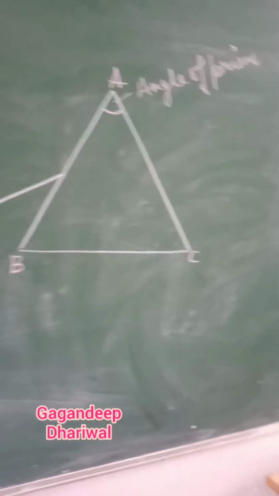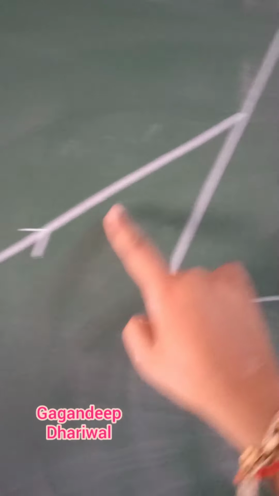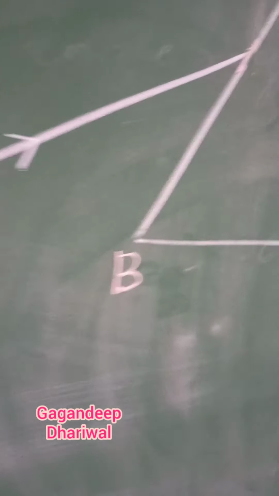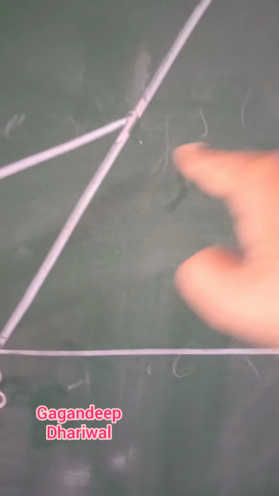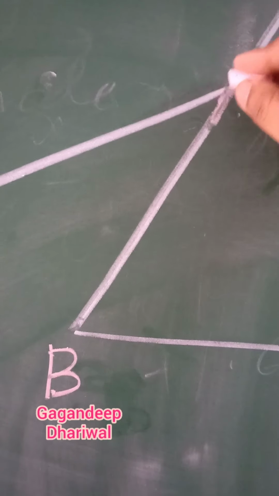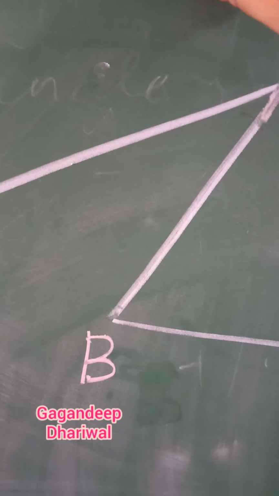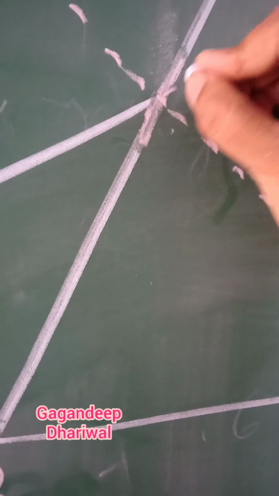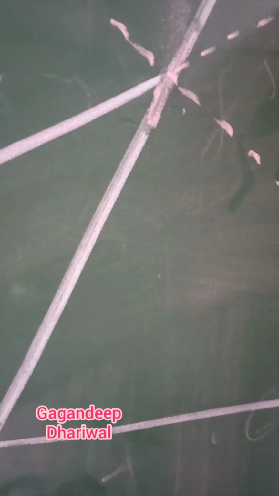Now suppose this is an incident ray. When this incident ray is incident on this first face, what will happen? This is a rare medium and this is a denser medium, so this ray bends toward the normal. This is the surface, and firstly we have to draw a normal perpendicular.